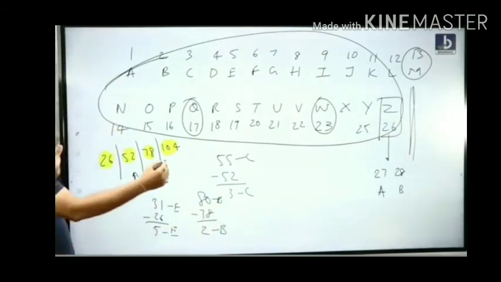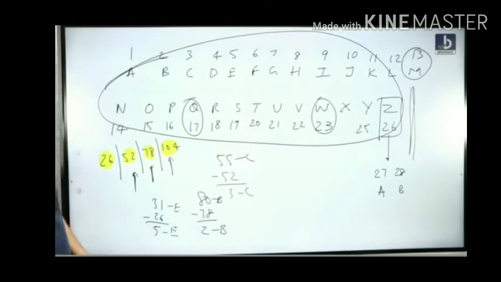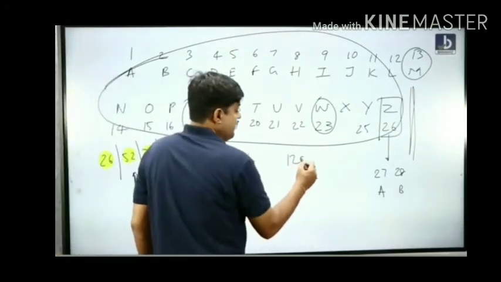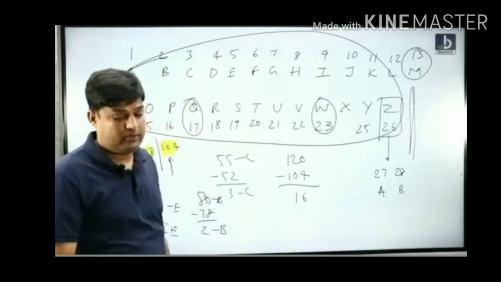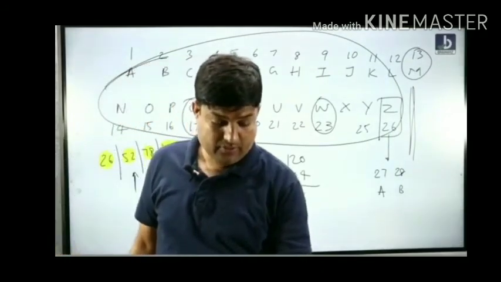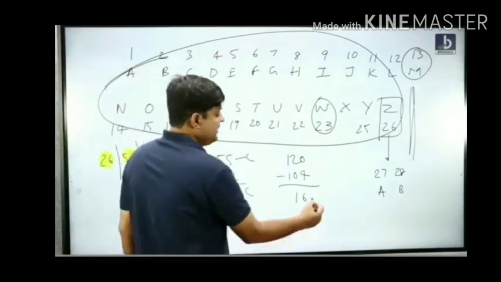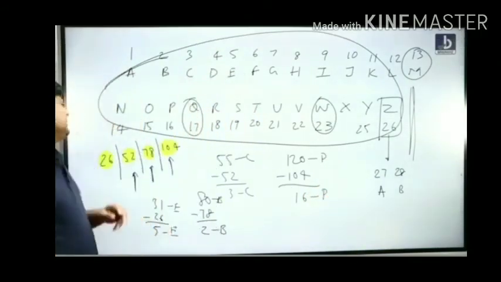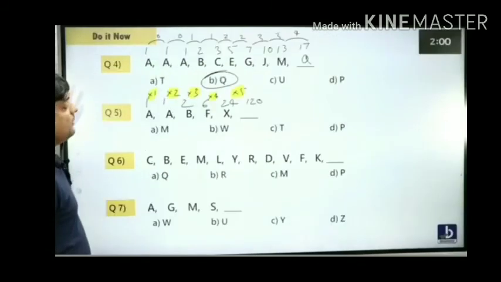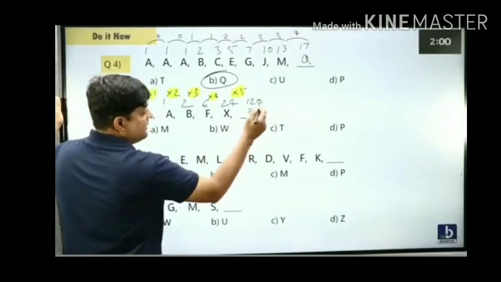So rank of 120. Subtract this one. 120 minus 104. That is 16. So 16 is P. 120 is also P. So try to understand that. Okay. So here 120 is P.